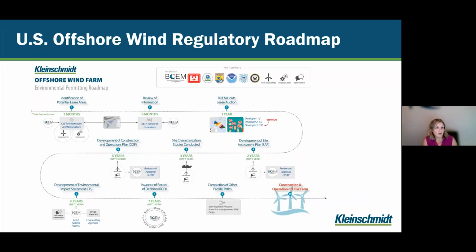Here is, like I said, a roadmap. In the US, this is our roadmap. We start with a polygon in the ocean and then whittle our way through a series of steps with a number of participants, including a variety of federal agencies, offshore wind developers, stakeholders, folks such as Matt and myself that are the consultants in this space trying to help the project get through this roadmap until ultimately we've got the construction and operation of an offshore wind farm.